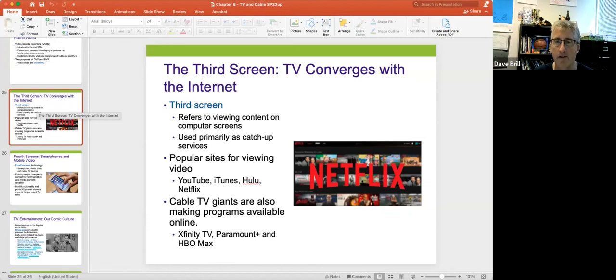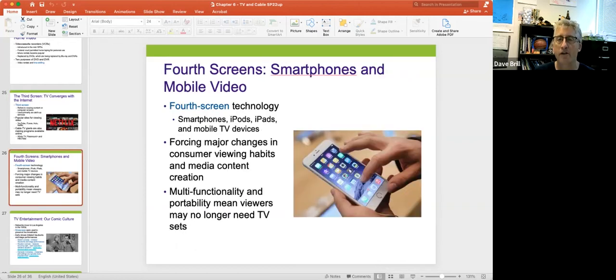You can watch all of these sites: YouTube, iTunes, Hulu, Netflix, Disney Plus, ESPN Plus, whatever. These are all things that you can watch on a computer. Cable TV giants are also making programs available online. So Xfinity TV, Paramount Plus, HBO Max. Then it's limitless. You can watch a lot of these things on your computer, but you can also watch them on your fourth screen, which is what we're doing the most of these days, which is fourth screen technology.